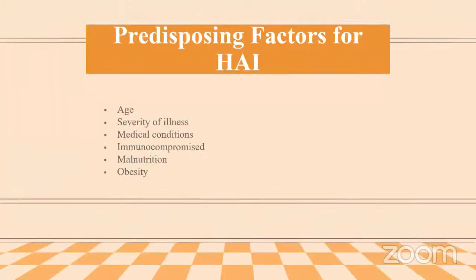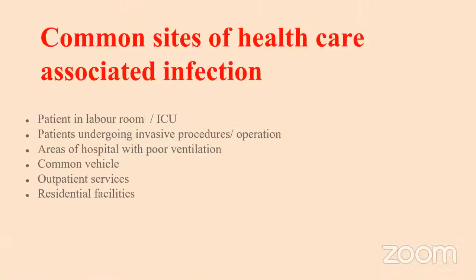So the predisposing factors for HAI include age, the severity of illness, medical conditions, immunocompromised individuals, malnutrition, and obesity of the patient. The common sites of healthcare associated infection in the hospital environment include the labor room and the intensive care unit, patients undergoing invasive procedures or operations, areas of the hospital with poor ventilation, the common vehicle, outpatient services, and residential facilities.